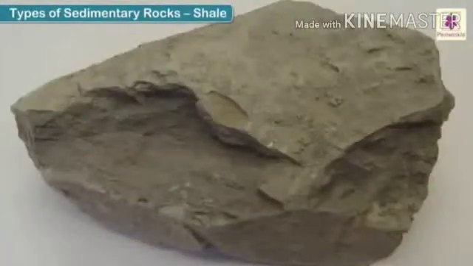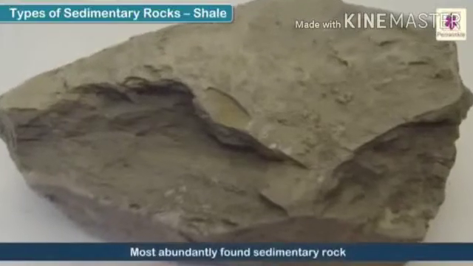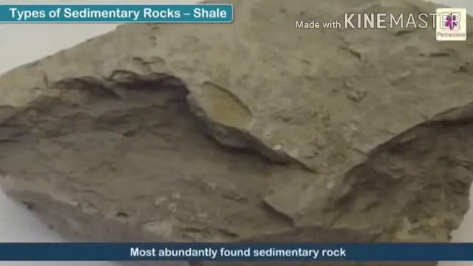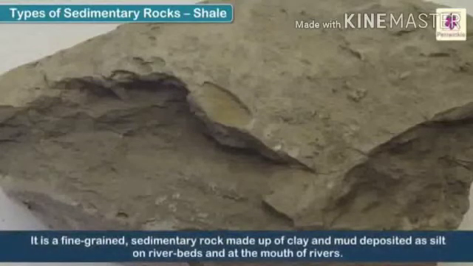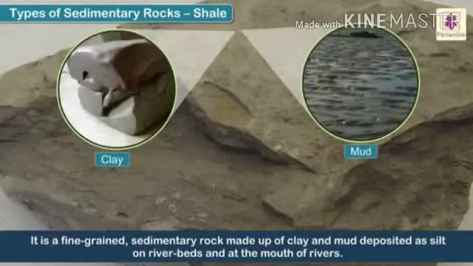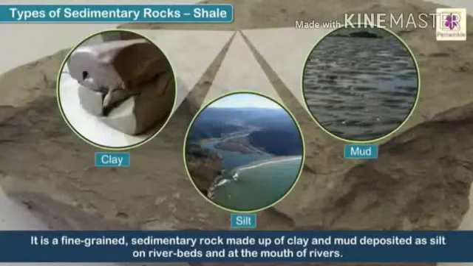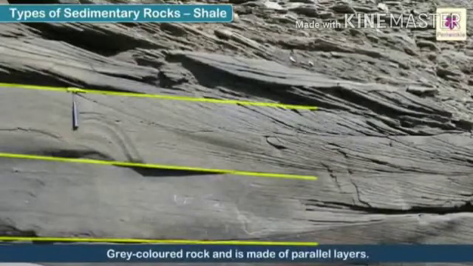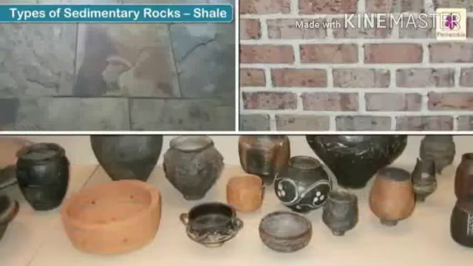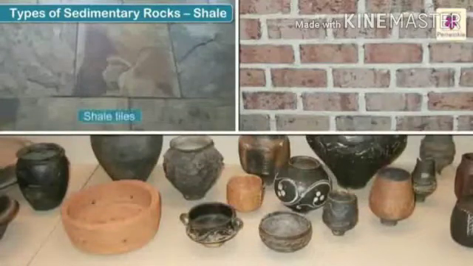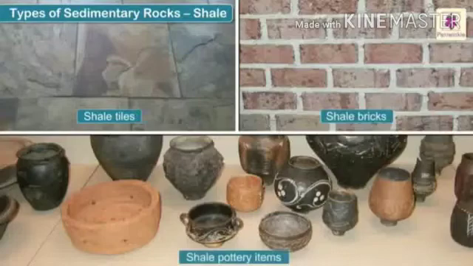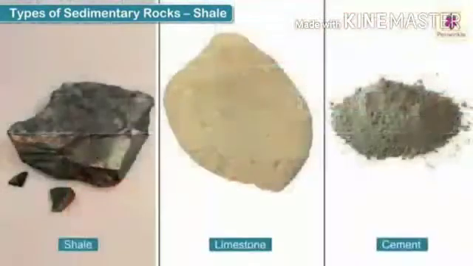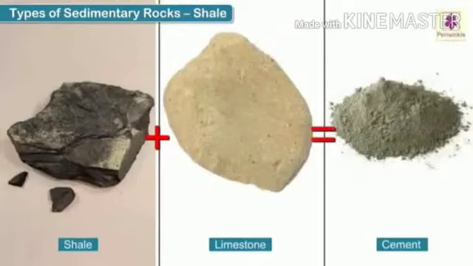Shale. It is the most abundantly found sedimentary rock. It is a fine-grained sedimentary rock made up of clay and mud deposited as silt on river beds and at the mouth of rivers. It is a grey-colored rock and is made of parallel layers. It is used for making tiles, bricks and pottery items. When shale is mixed with limestone, it forms cement.